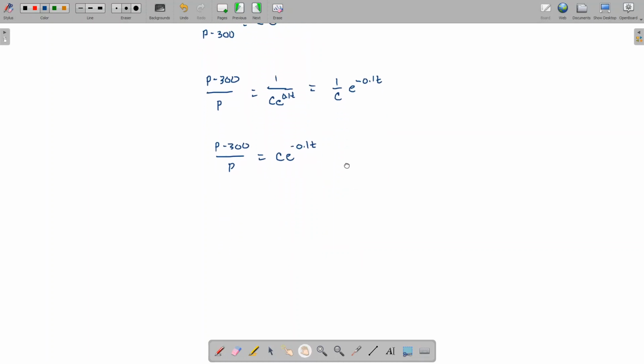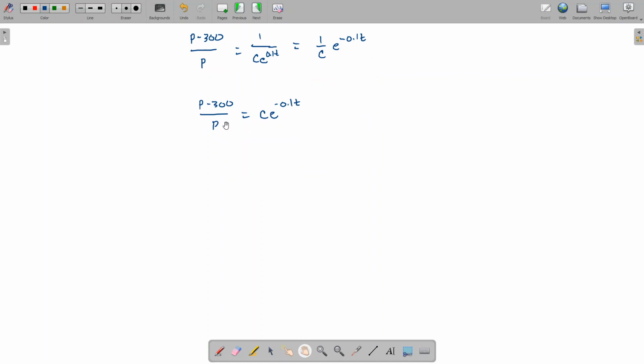Okay, we're getting closer. So now we want to solve this for p. To do that, we would need to get all the p's in the numerator and on the same side. So we're going to multiply this p over here. So we have p minus 300 equals p times c e to the negative 0.1t. And let's subtract this to this side over here. So we have p minus p c e to the negative 0.1t. And if you don't mind, I'm going to go ahead and add the 300 to the other side. Okay, so then we have all the p's on one side.